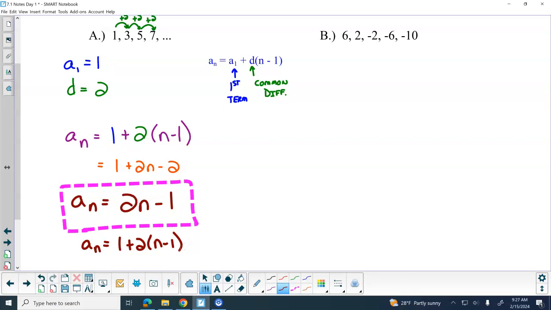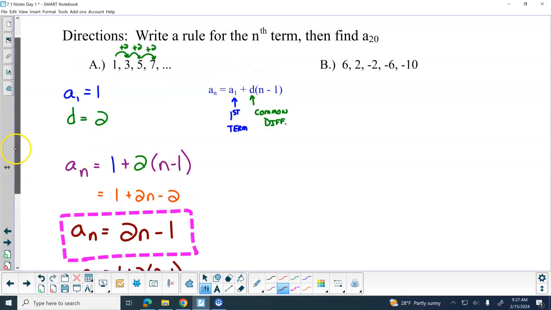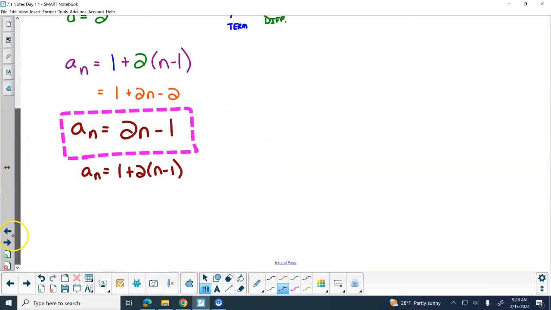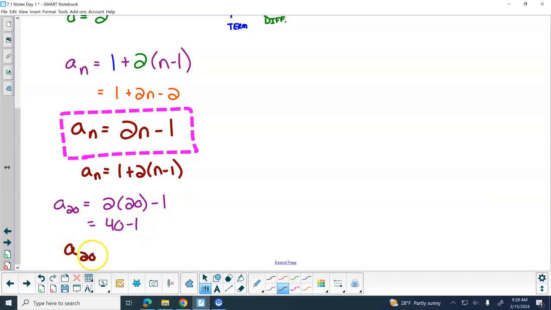It asks you to find the rule first, so you have to get this part first. Then it went on to say, find the 20th term. So now, using your rule, you have to find A sub 20. It's a twofer. You got to find the rule first, then find the 20th term.